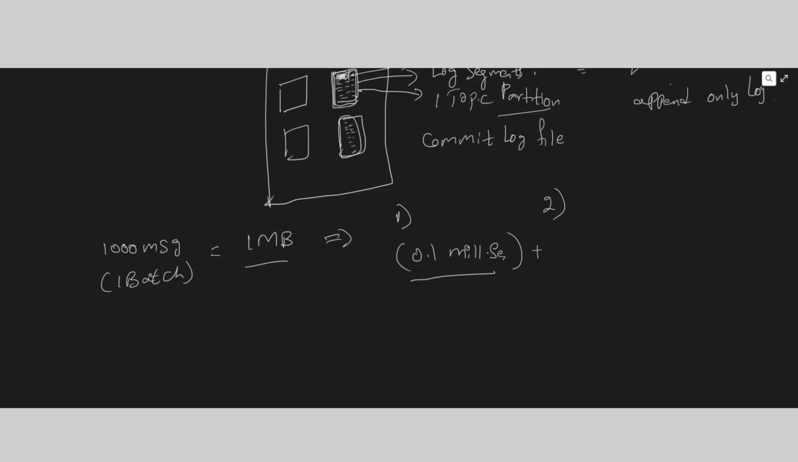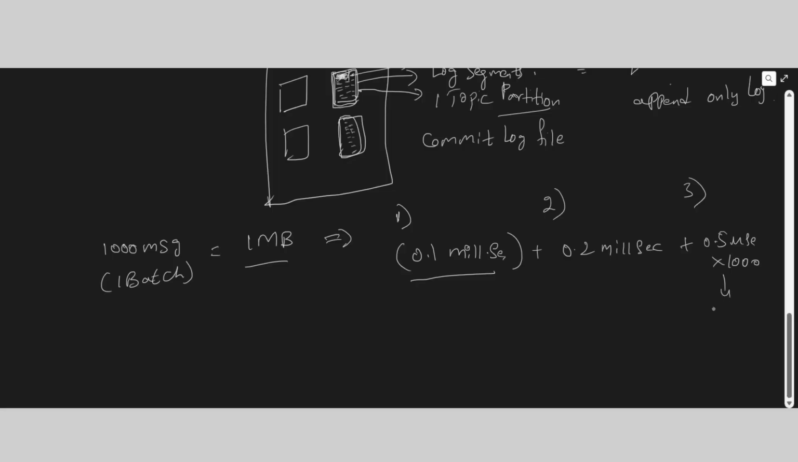So even for one message block or 1 MB data or 1 KB data, overhead time is also the same, which is 0.2 milliseconds. Now coming to the writing of messages. Into the file, you have to write messages one after the other for 1000. If for one message it takes 0.5 microseconds, for 1000 messages it will take 1000 into 0.5 microseconds, which is 0.5 milliseconds. Now this is no more negligible in front of this.